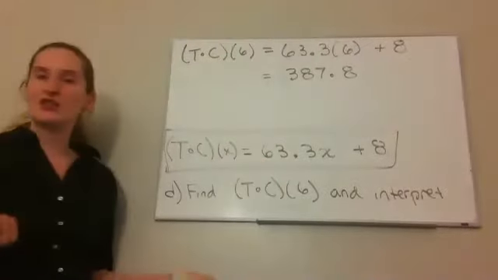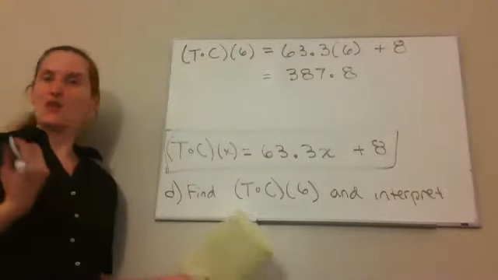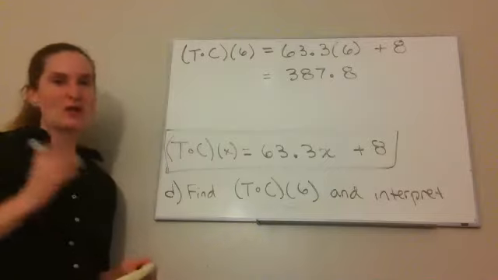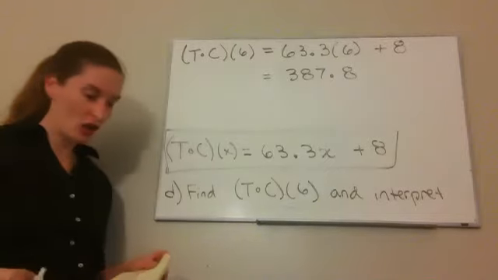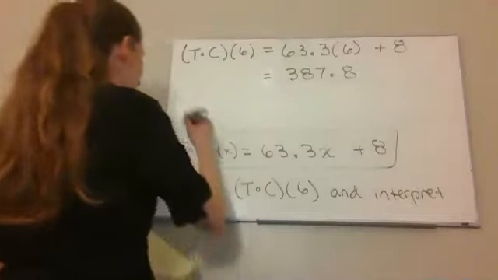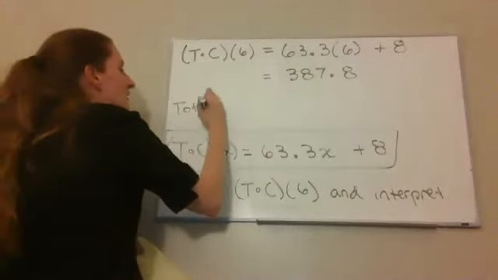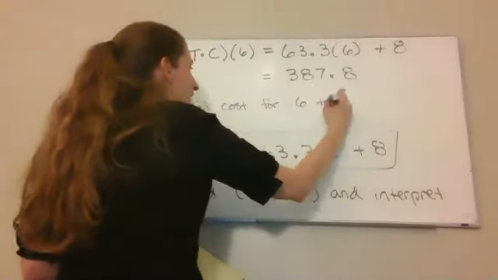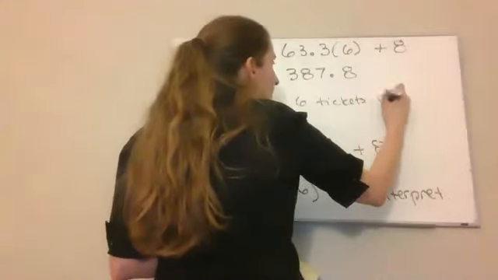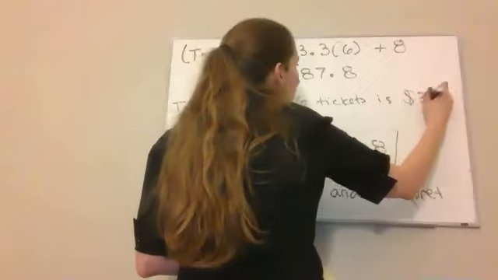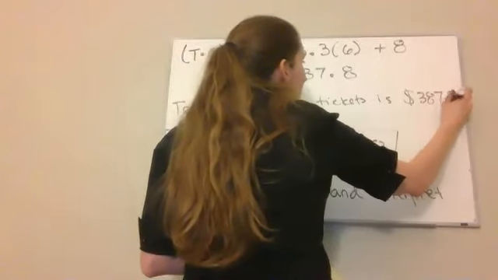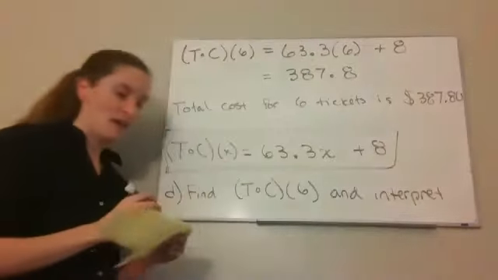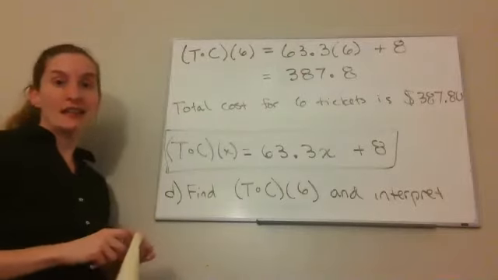And now we have to interpret what this means. What was this problem even talking about? It was the cost of tickets for a show. So we're buying 6 tickets. The total cost for 6 tickets would be $387.80. That includes the taxes and the fees.